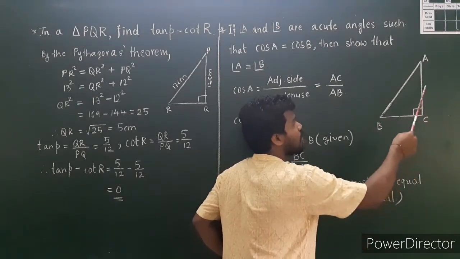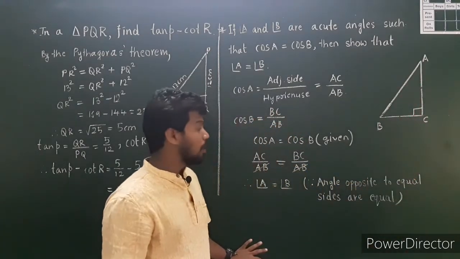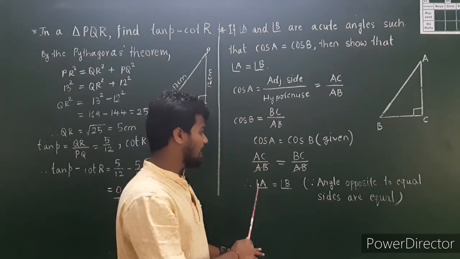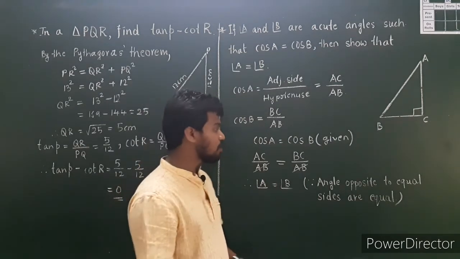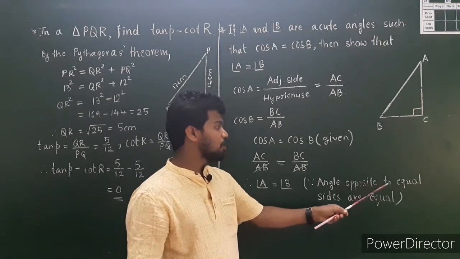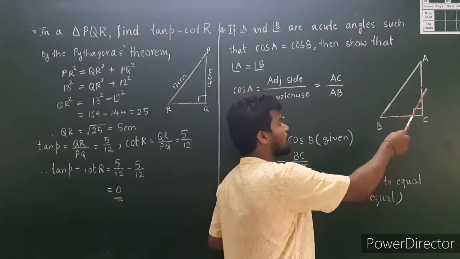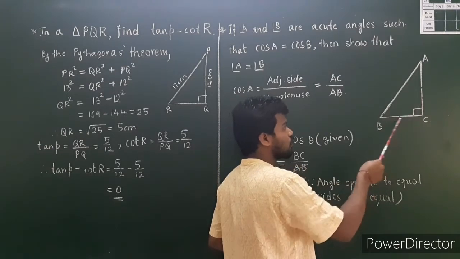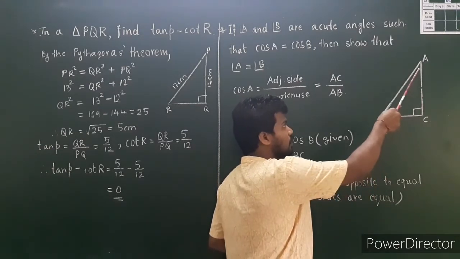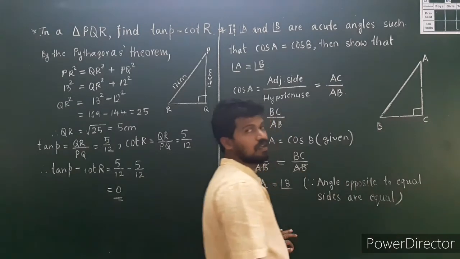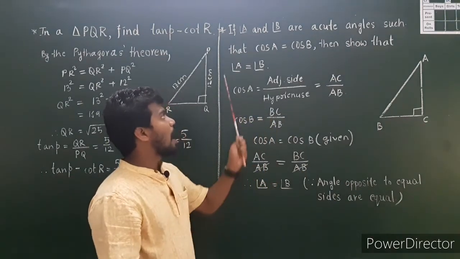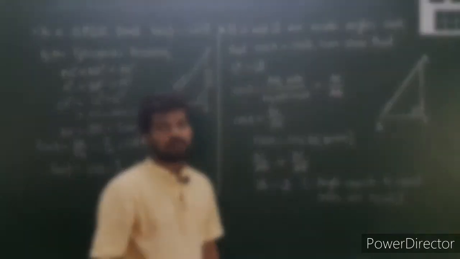These two sides are equal, AC equal to BC. That means angle A is equal to angle B. Reason: since angles opposite to equal sides are equal. So these sides are equal means those angles are the same. So therefore, angle A is equal to angle B.